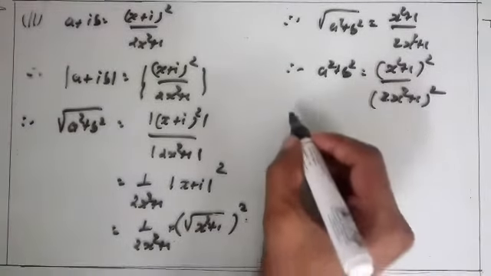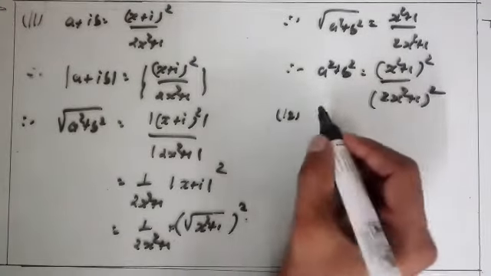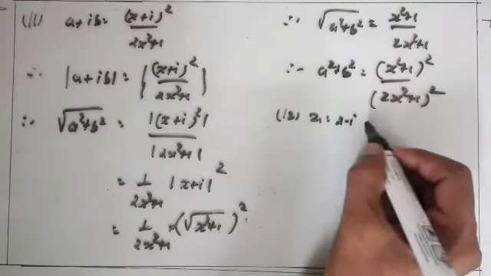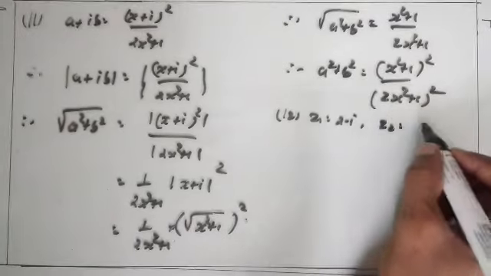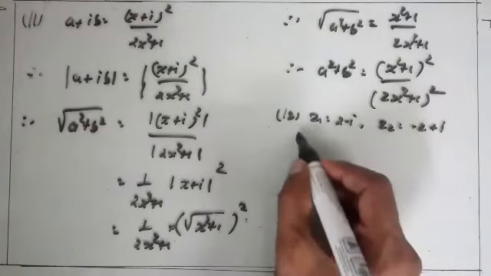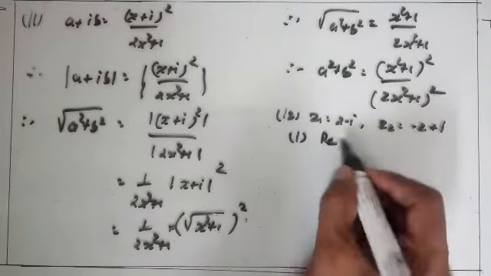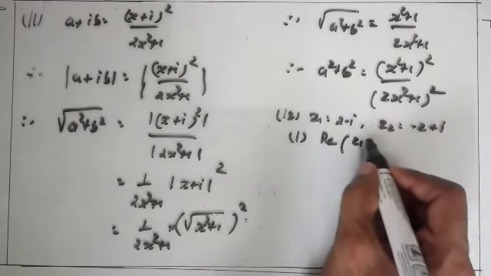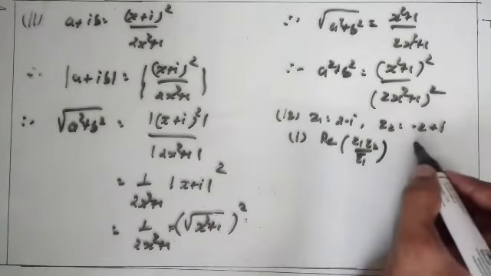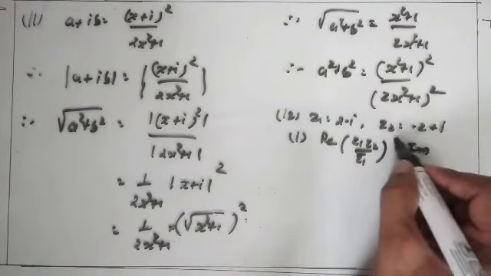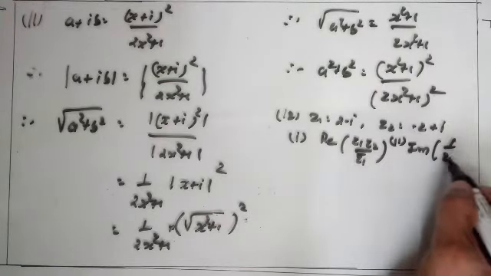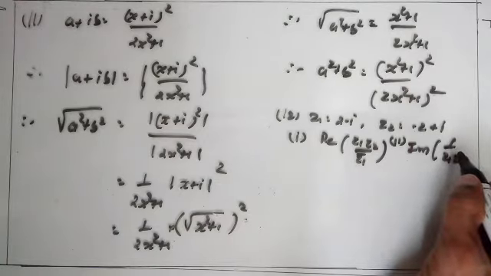Now question number 12. Z1 is equal to 2 minus I and Z2 is equal to minus 2 plus I. Then find number 1, the real part of Z1 Z2 upon Z1 bar. Similarly, number 2, the imaginary part of 1 upon Z1 Z1 bar.